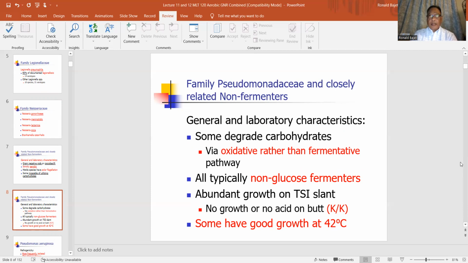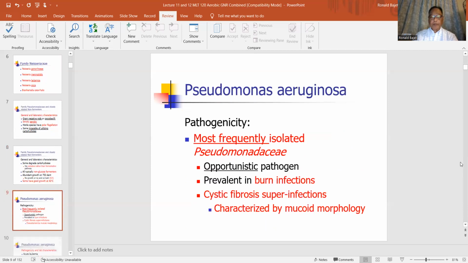Pseudomonas species either grow at 25 degrees or they grow at 42. 37 is not optimal. Okay. Pseudomonas aeruginosa is the most frequently isolated pseudomonad. Okay, it's the most frequently isolated. Pseudomonas aeruginosa is common in burn victims and also in cystic fibrosis. Pseudomonas, if it's in cystic fibrosis, can be very, very problematic.